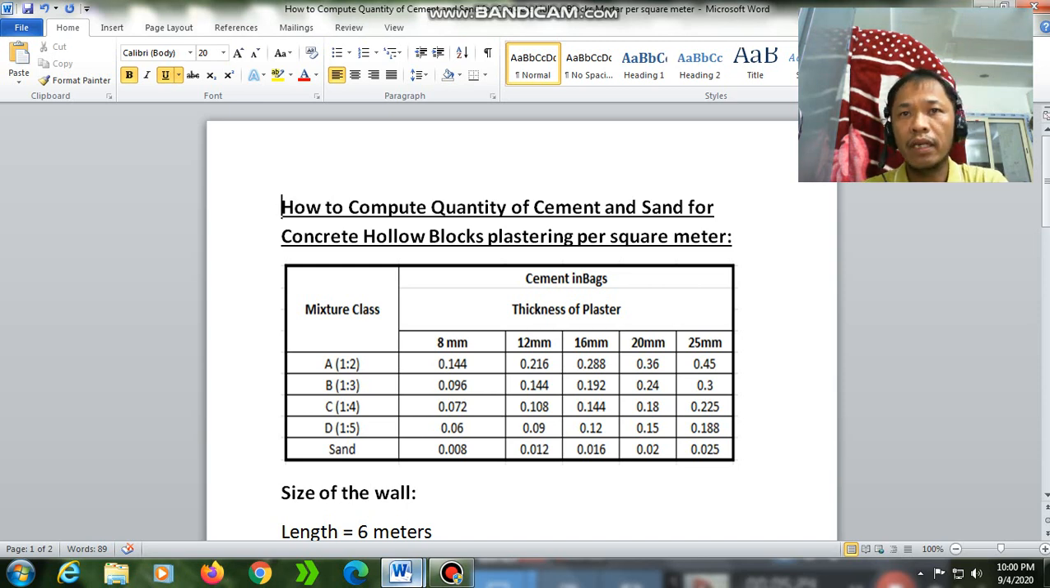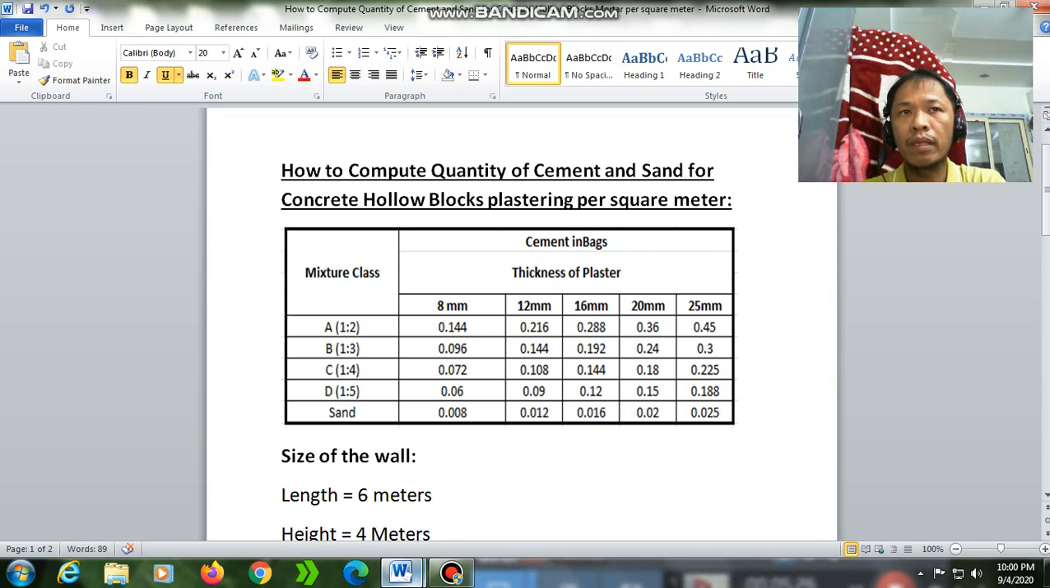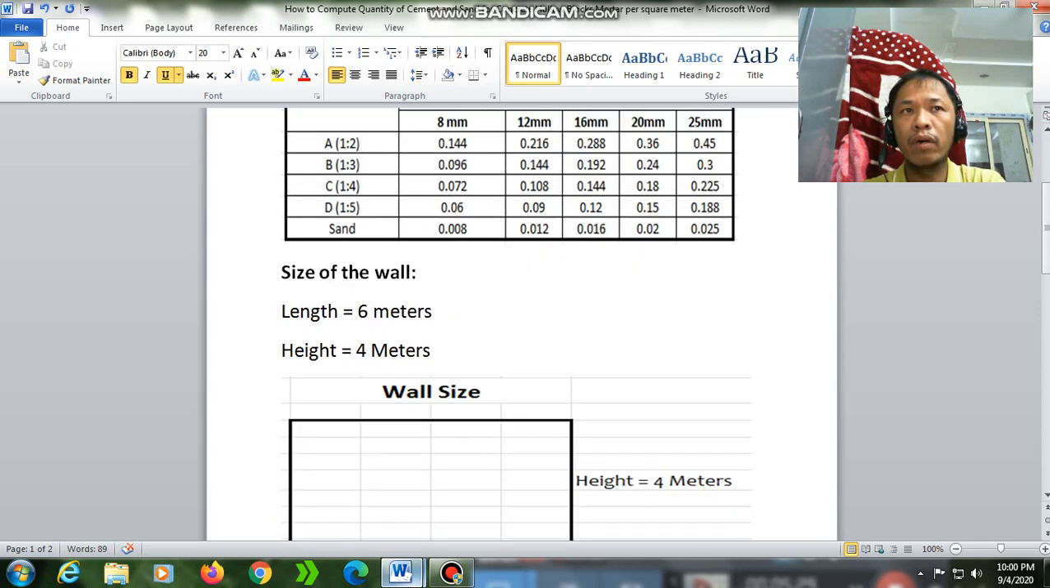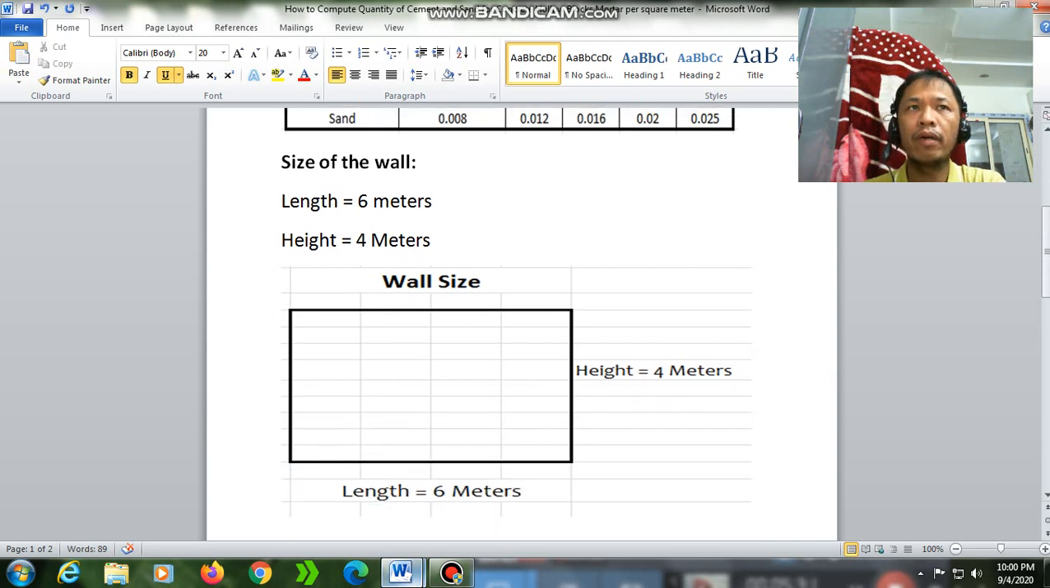So now the first thing to do, we need to compute the area of the wall. For example, the same area that we discussed before in computing the cement and sand for mortar for filling the cell of the hollow blocks, we use the same size, wall size of height of 4 meters and the length of 6 meters.